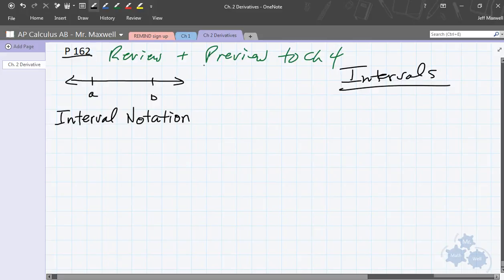Page 162 is a review and preview to Chapter 4. There are a few skills we need to practice and go over before we hit the calculus part of Chapter 4.